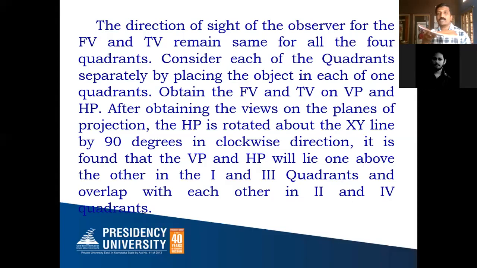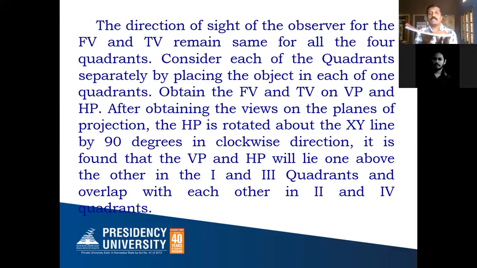And coming to the last quadrant, this is my fourth quadrant. Still, the observer stands here only, it is a transparent one. So the position of the object is below HP and in front of VP. The object is here. The top view you are going to get here and the front view you are going to get here.